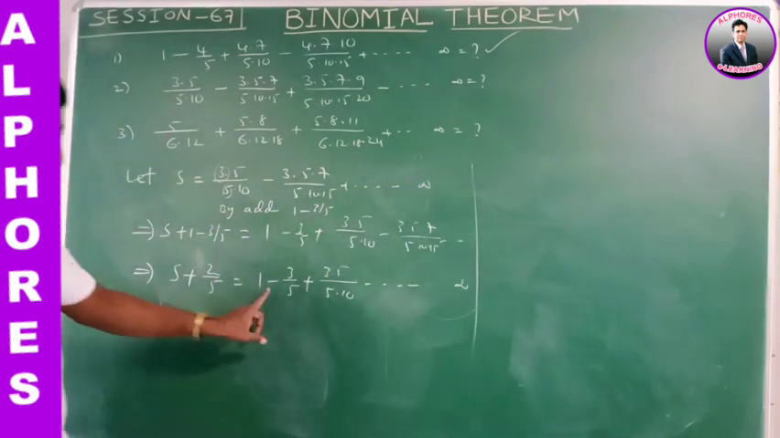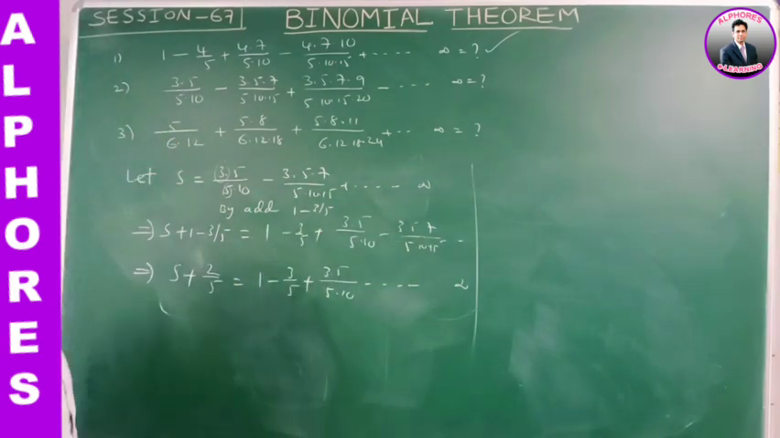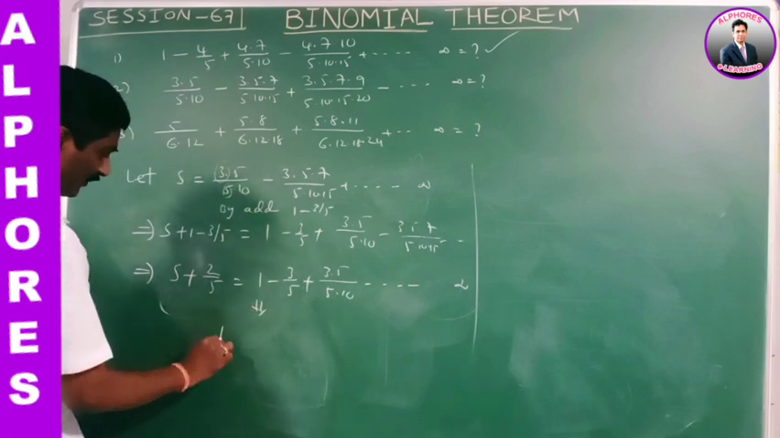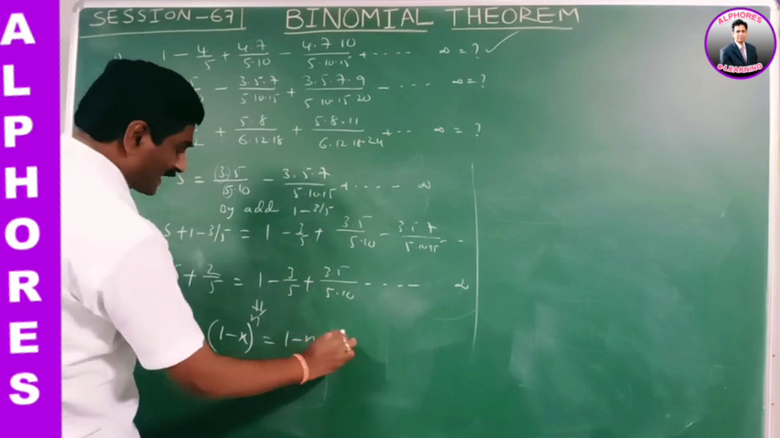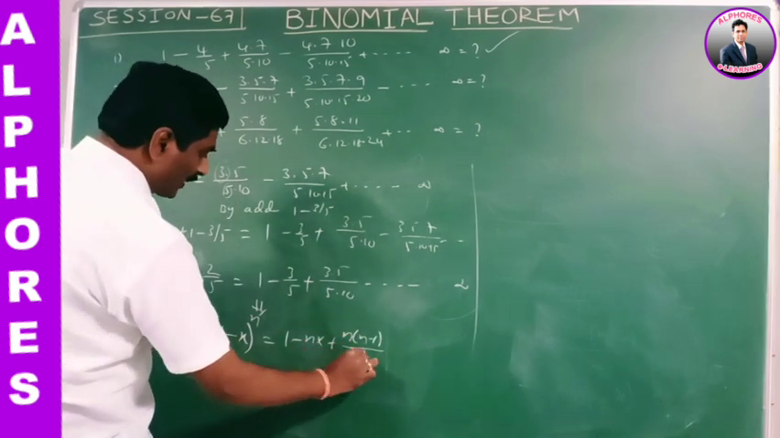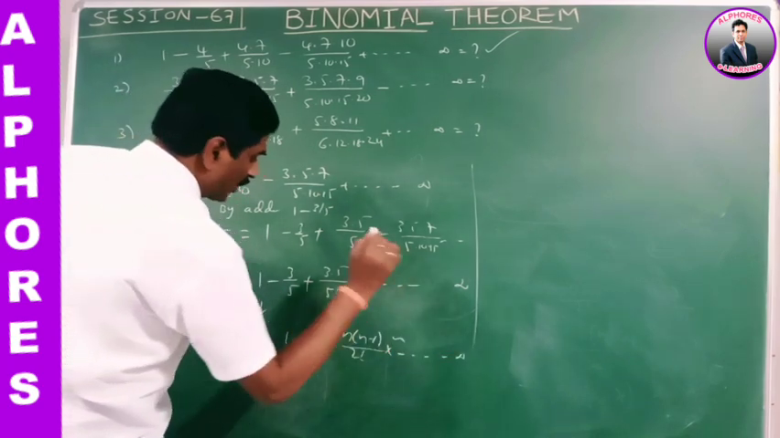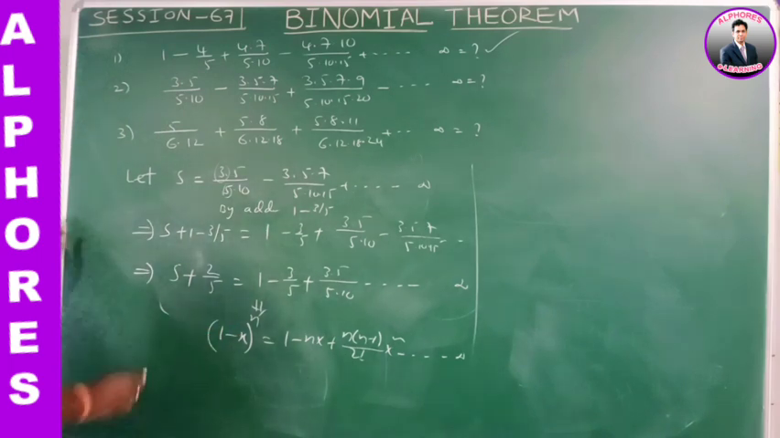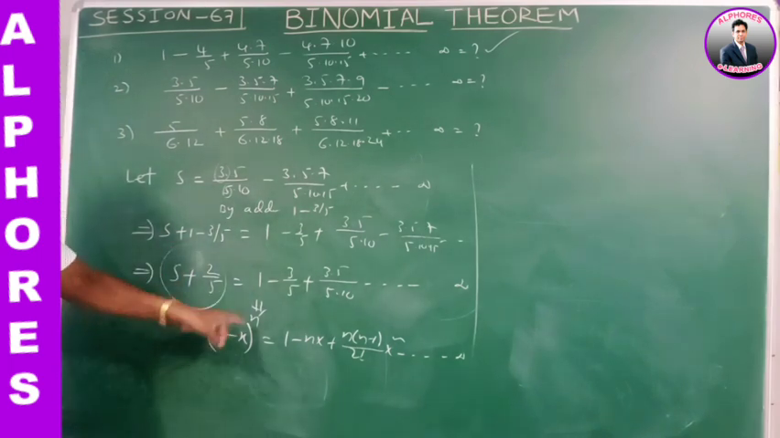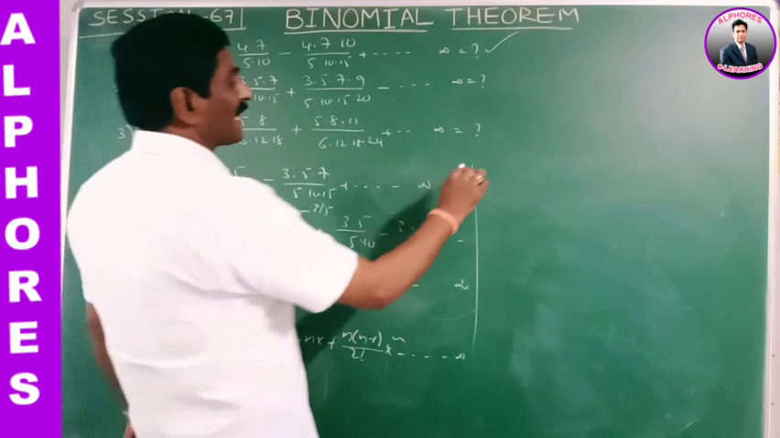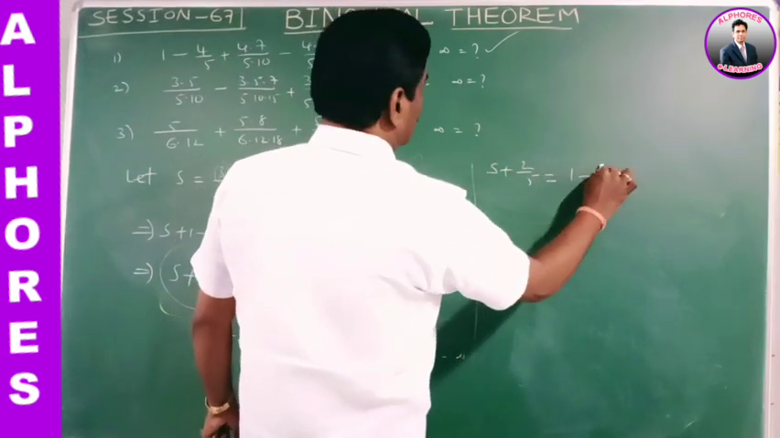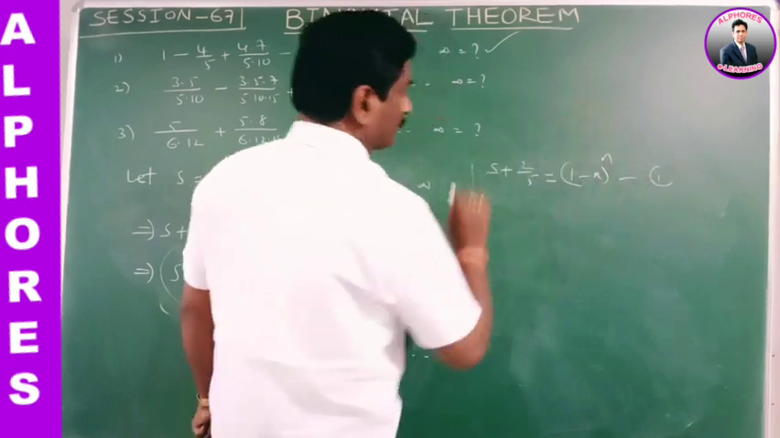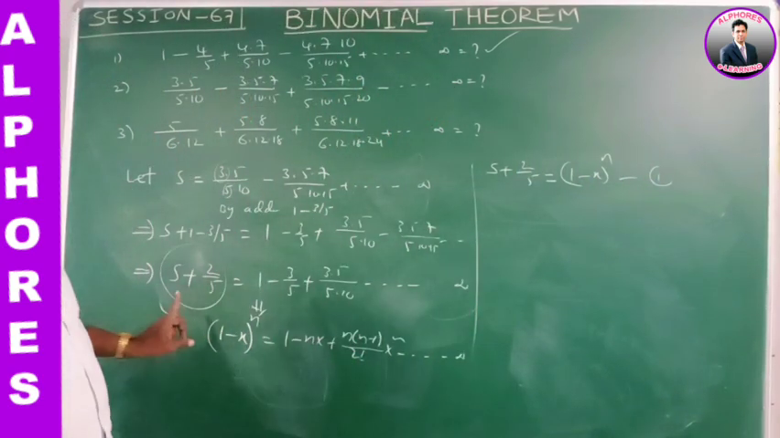Here in this case we get alternately plus and minus. It is in the form of, compare this equation with (1 minus x) whole power n is equal to 1 minus nx plus n into n minus 1 by 2 factorial into x square minus so on to infinity. By comparing this value, S plus 2 by 5 is equal to (1 minus x) whole power n. Say this equation is 1. Now we find the value of s.